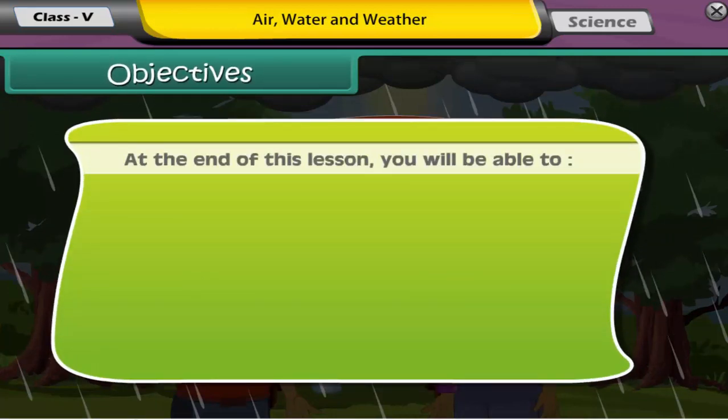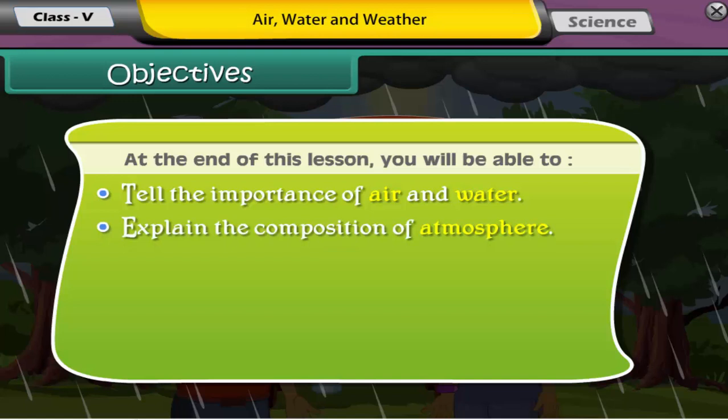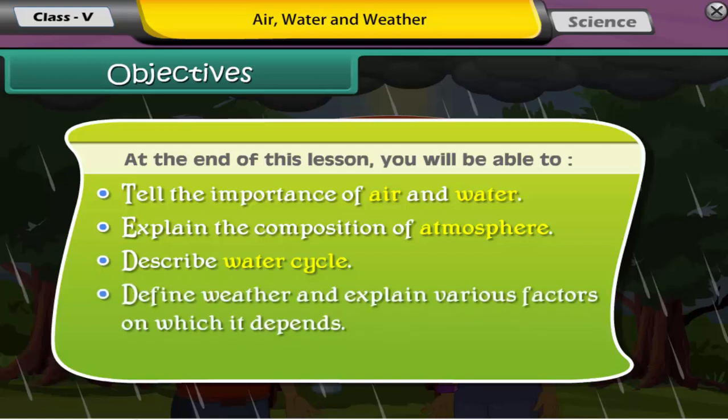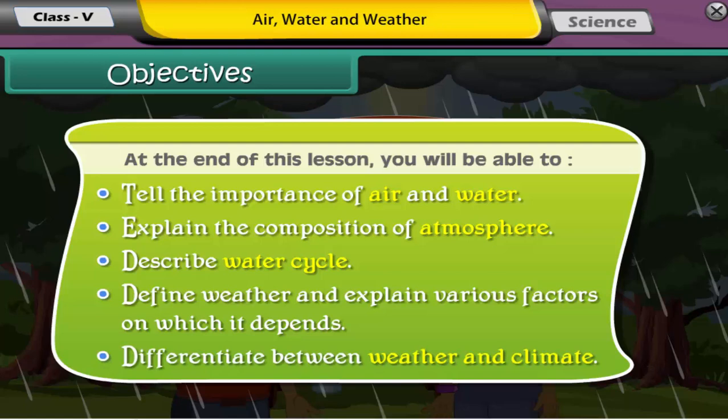At the end of this lesson, you'll be able to tell the importance of air and water, explain the composition of atmosphere, describe water cycle, define weather and explain various factors on which it depends. Differentiate between weather and climate.